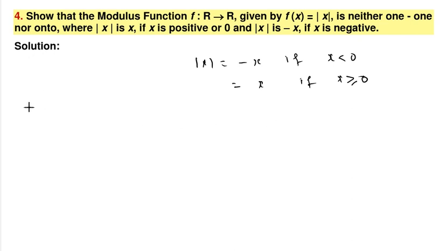Okay. For one-to-one, the test of injective nature: 1 is not equal to minus 1, but mod of 1 and mod of minus 1 are equal.